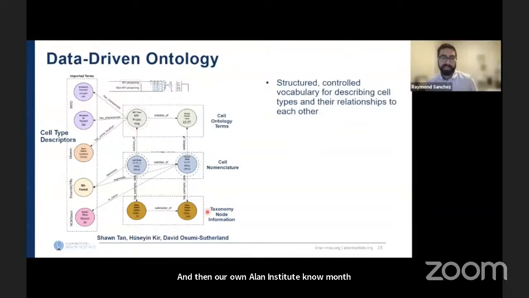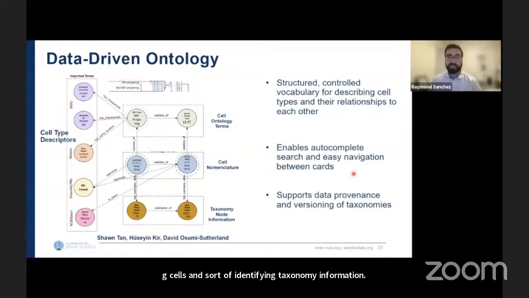This allows the cell types explorer to have autocomplete search and easy navigation between cards based on either cell type terms, names, or marker genes. And also really supports data provenance and versioning of taxonomies so we can continue to refine cell types explorer into the future.